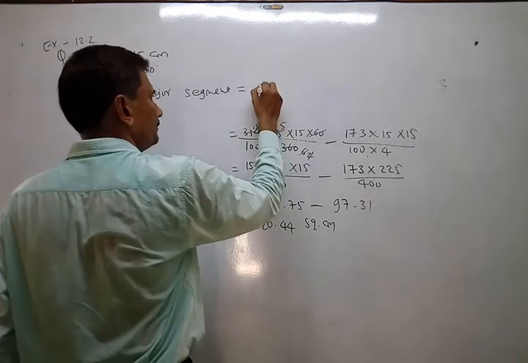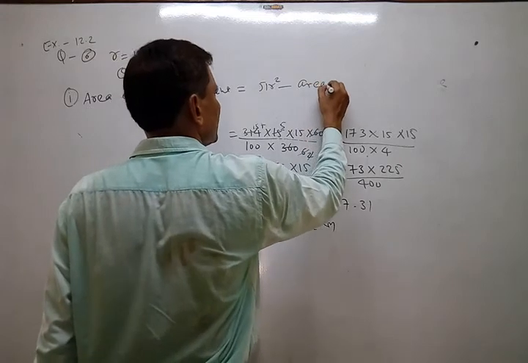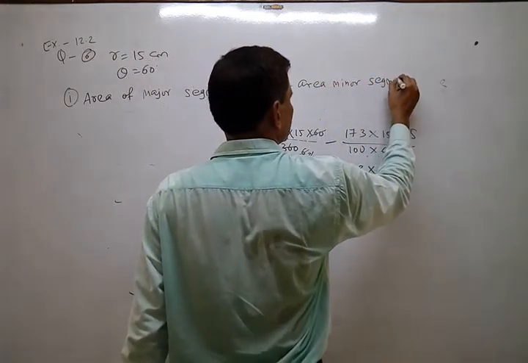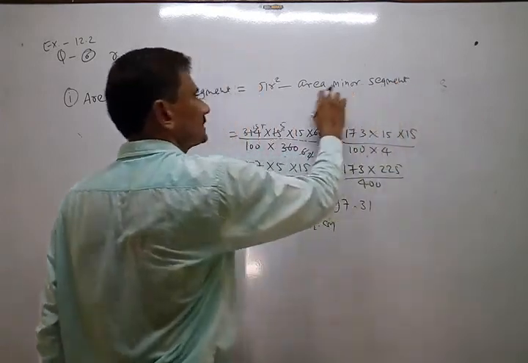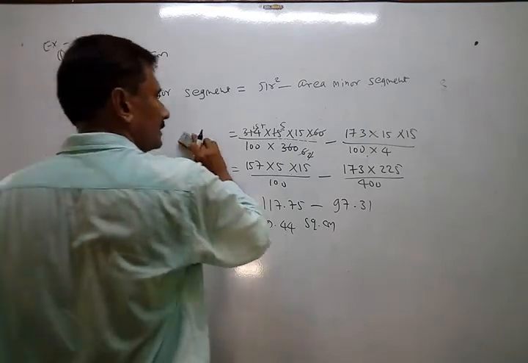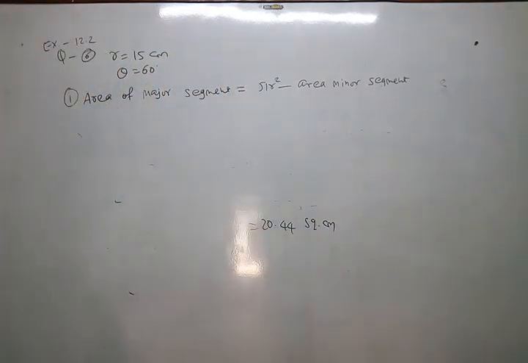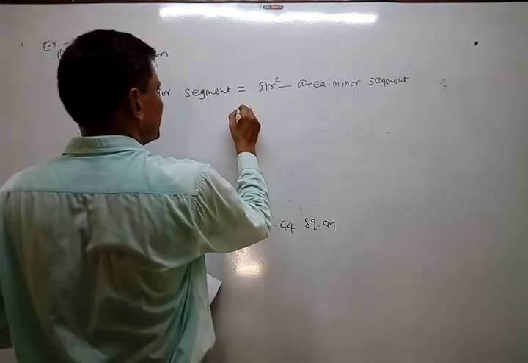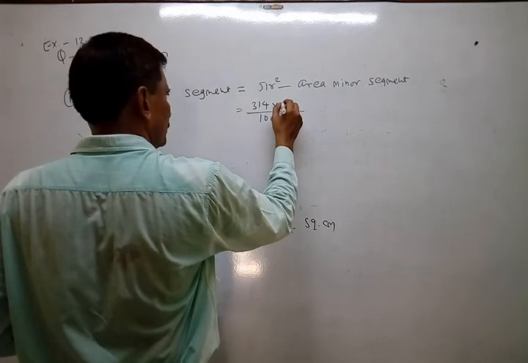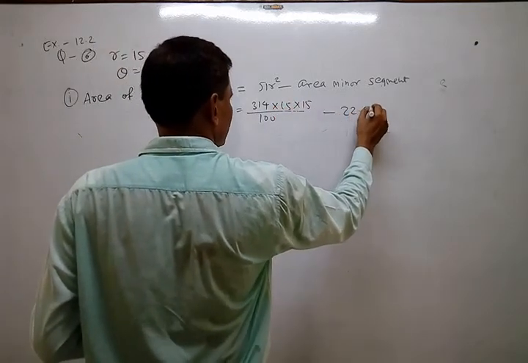Okay, you understand? So for major segment you have to write this way: pi r square minus area of minor segment. So that must be used. So you should find first of all minor segment, then only major segment. Okay. So now find pi r square. So it is 314 upon 100 into 15 into 15 minus 20.44.